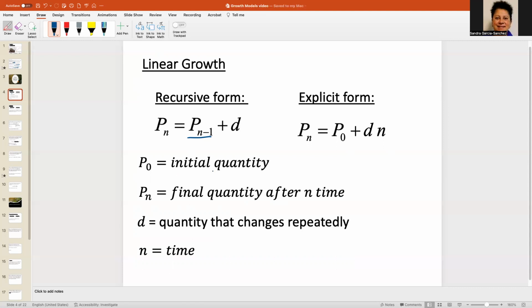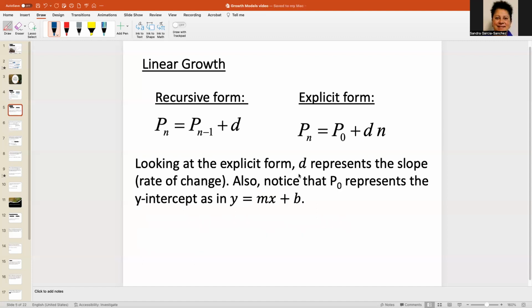Remember that P sub 0 represents the initial quantity. P sub n is the final quantity after n time. And most of the time we use the explicit form when it's more than 2 years. D is the quantity that changes repeatedly, and n is time, which can be years, weeks, days, whatever the problem is talking about.